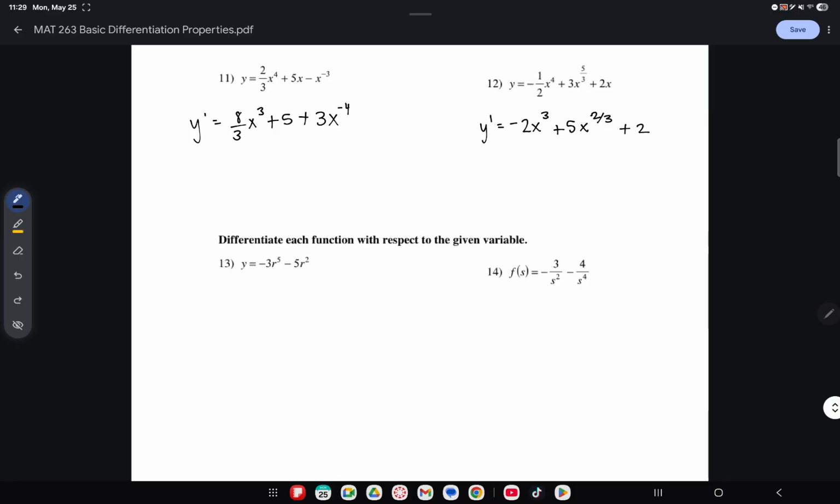All right, so we have y equals negative 3r to the 5th minus 5r squared, and we can do that with respect to r. So y prime is going to be negative 15r to the 4th minus 10r. Next one we're doing with s. I'm going to rewrite that as negative 3s to the negative 2 minus 4s to the negative 4. So that my derivative will be 6s to the negative 3 plus 16s to the negative 5.